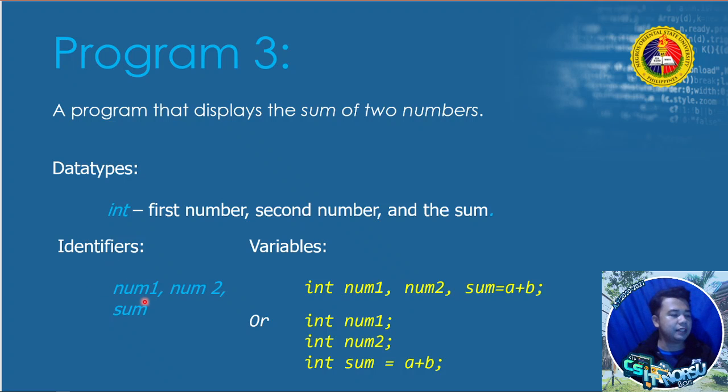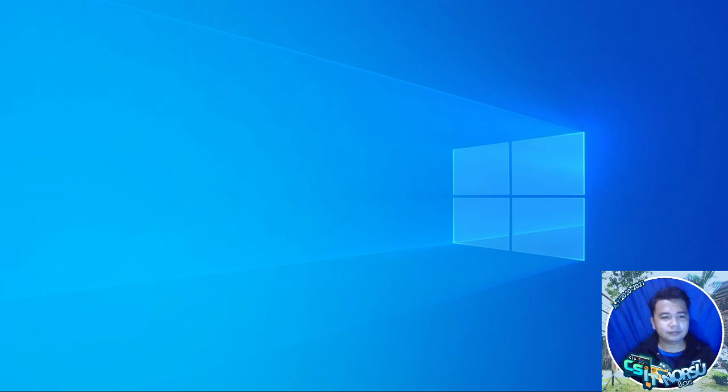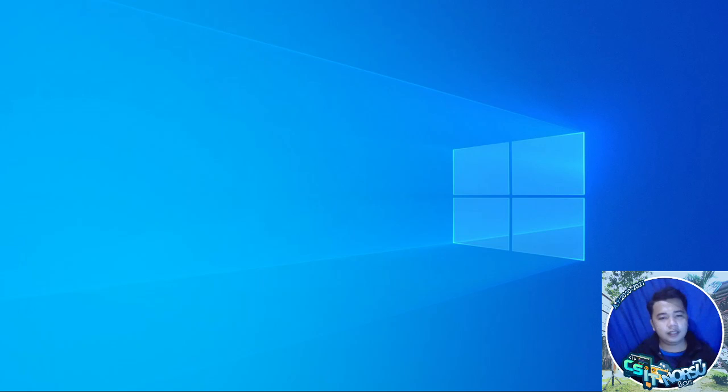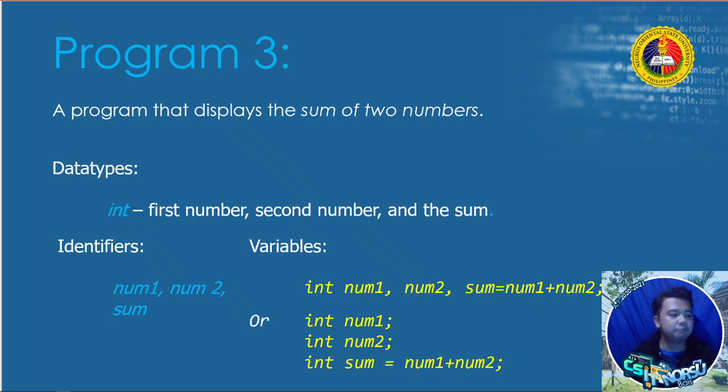So let's say our identifier should be num1 for the first number, num2 for the second number, and sum for the third number, for the sum. So our variables will be int num1, comma num2, comma sum, which is equals to a, or I'm sorry, that's wrong. Let me correct that real quick. Sum is equals to num1 plus num2, since the sum is the result of num1 plus num2. We can either write this in one single line, just like what we discussed a while ago, or you can write it separately. Int num1, and int num2, and int sum equals, again, num1 plus num2. All right, sorry about that.